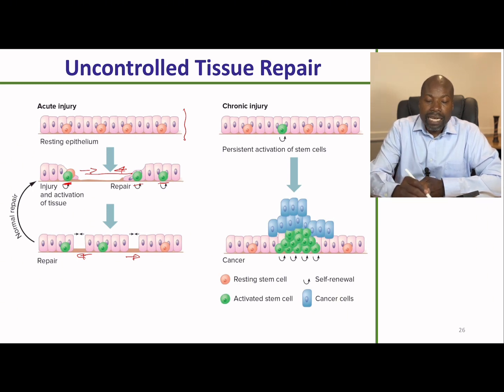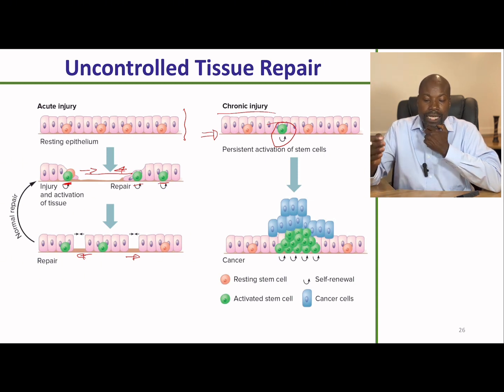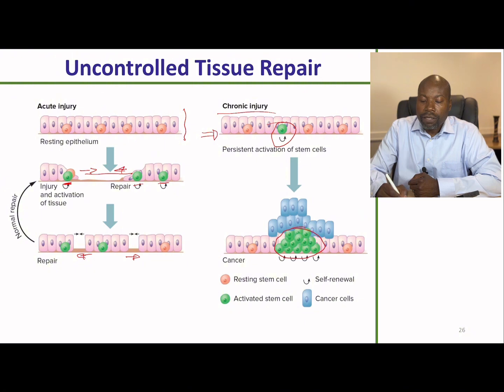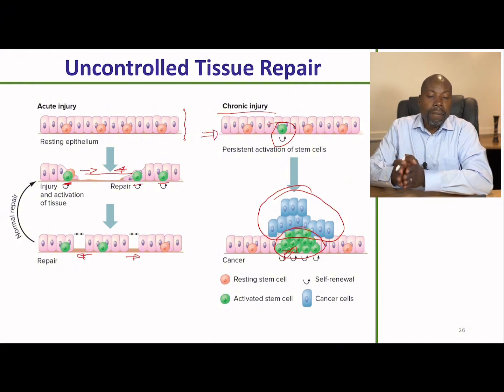Now, when the tissue is constantly under attack in a chronic injury, what happens is that these cells that are coming to do repair, unfortunately, multiply without control, and eventually, out of these cells here, you are going to have cells that are going to mutate so that they develop into a mass of cells. So this is basically what can happen in uncontrolled tissue repair.